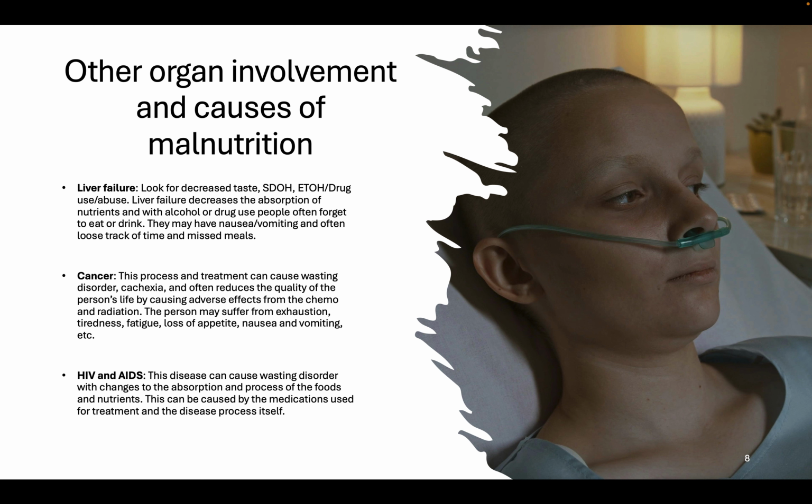Other organ involvement in causes of malnutrition could be liver failure. Look for decreased taste, social determinants of health. Do they take alcohol and drugs? Liver failure decreases the absorption of nutrients, and with alcohol or drug use, people often forget to eat or drink. They may have nausea and vomiting and often lose track of time and miss meals, and they forget that they didn't eat all day. So then they start becoming malnourished.